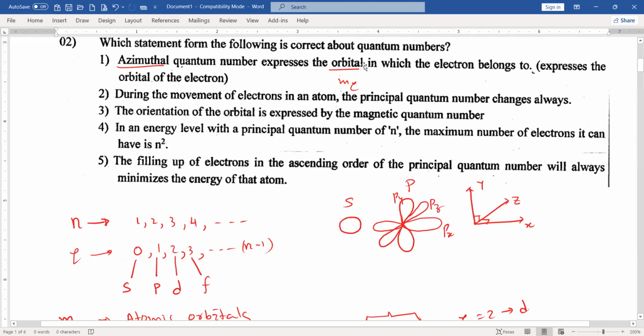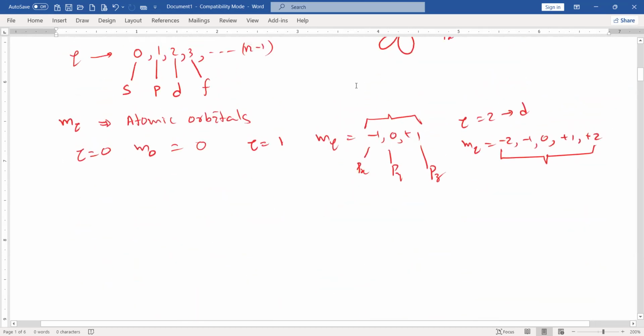Normally, during the movement of electrons in an atom, the principal quantum number does not change. Normally, we know that electrons are moving around the nucleus in definite energy levels.